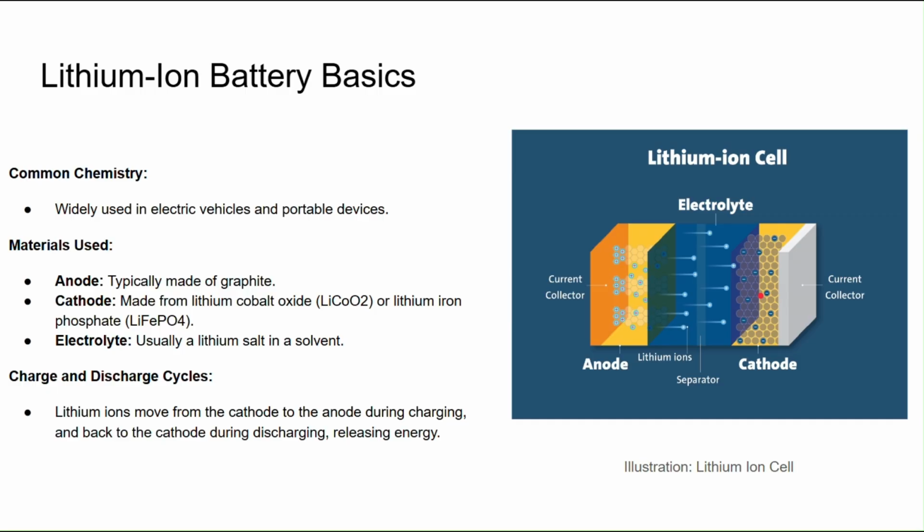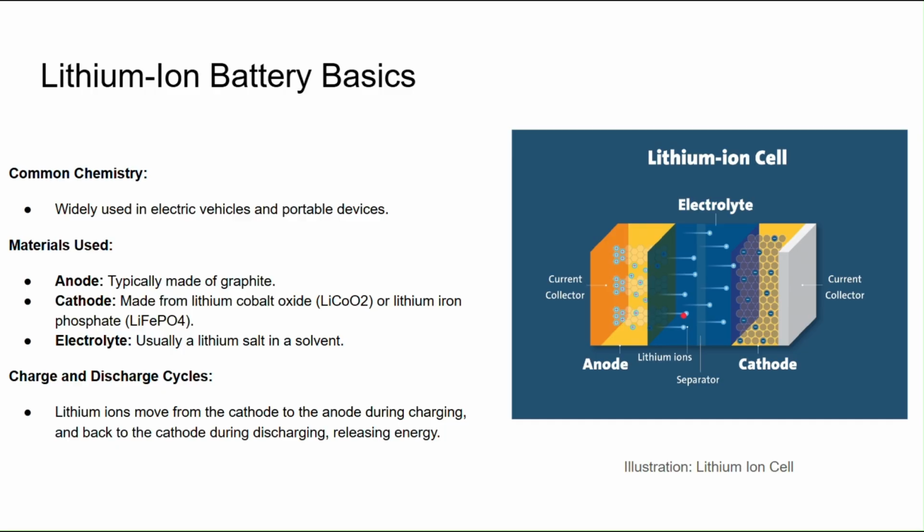These specific compounds are carefully chosen because they play a big role in the battery's capacity and stability, which are very crucial for its performance. Between the anode and the cathode lies the electrolyte, a lithium salt dissolved in a solvent. This solution allows lithium ions to move smoothly back and forth between the two electrodes.